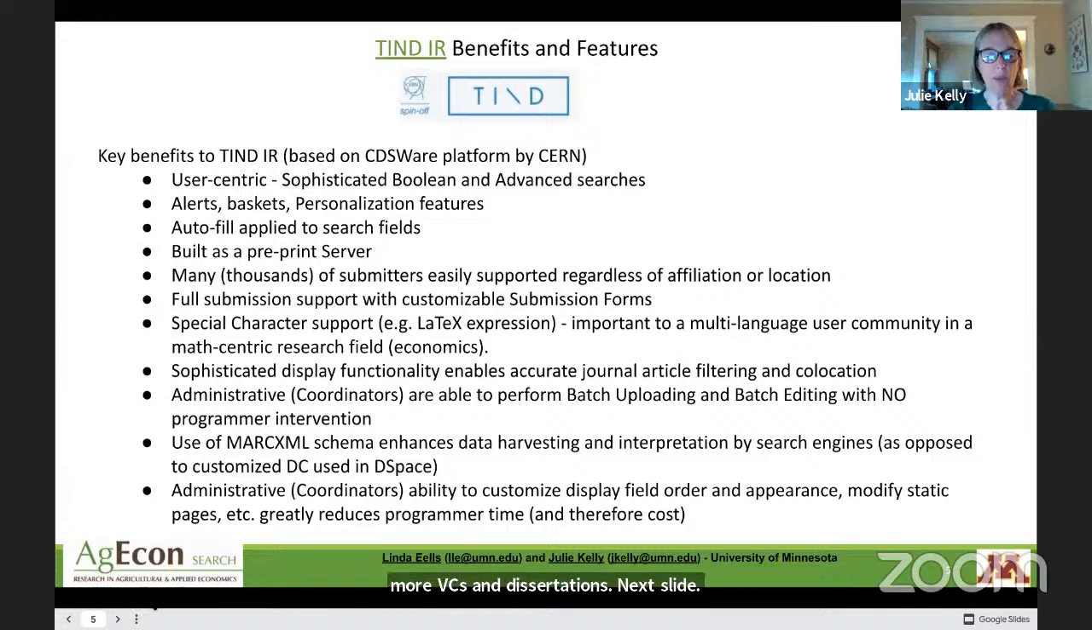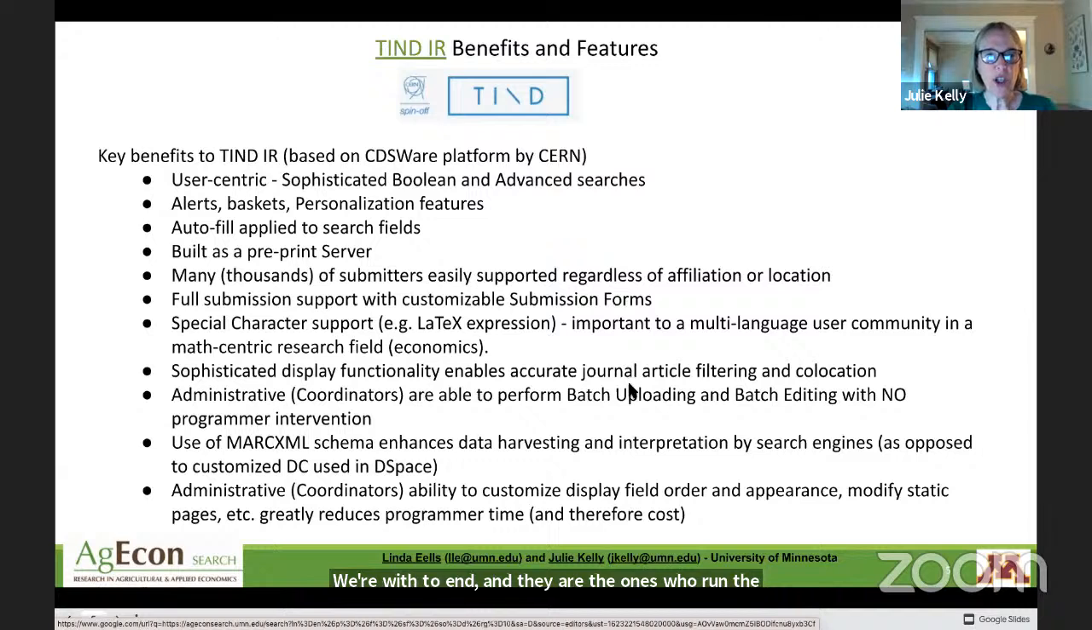We're with TIND, and they're the ones who run the software for us. Even as librarians, we were a little leery about MARC as our metadata scheme, but we love it. And we were very happy with the searching capabilities with the personalization.